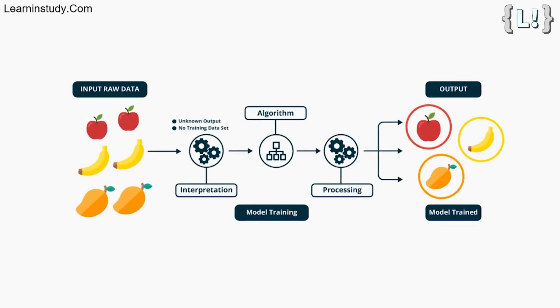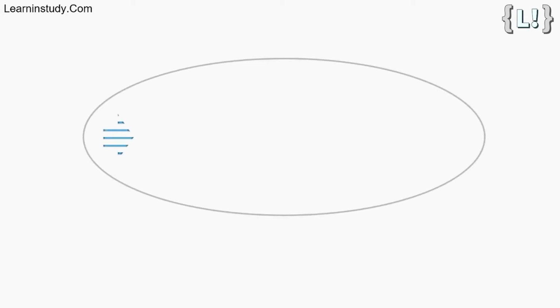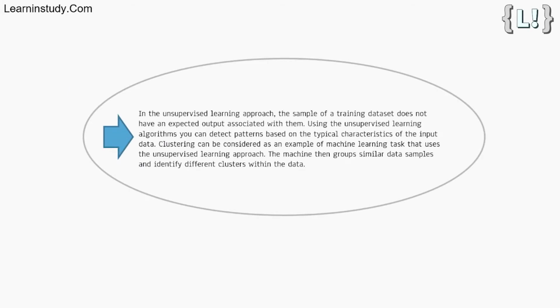Mathematically, unsupervised learning is where you only have input data, x, and no corresponding output variables. The goal for unsupervised learning is to model the underlying structure or distribution in the data in order to learn more about the data. Let me rephrase it for you in simple terms. In the unsupervised learning approach, the sample of a training dataset does not have an expected output associated with them. Using the unsupervised learning algorithms, you can detect patterns based on the typical characteristics of the input data.